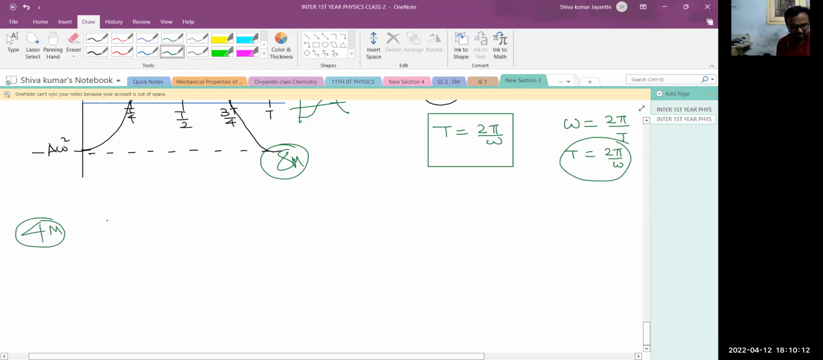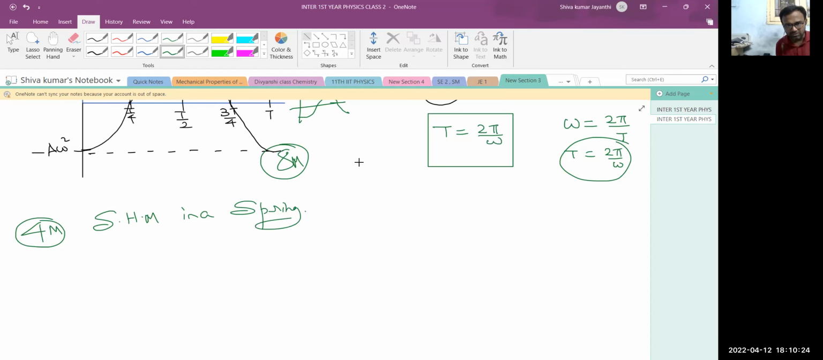That is S.H.M in a spring, or what is sometimes called a spring balance. After that, the last one is the simple pendulum.